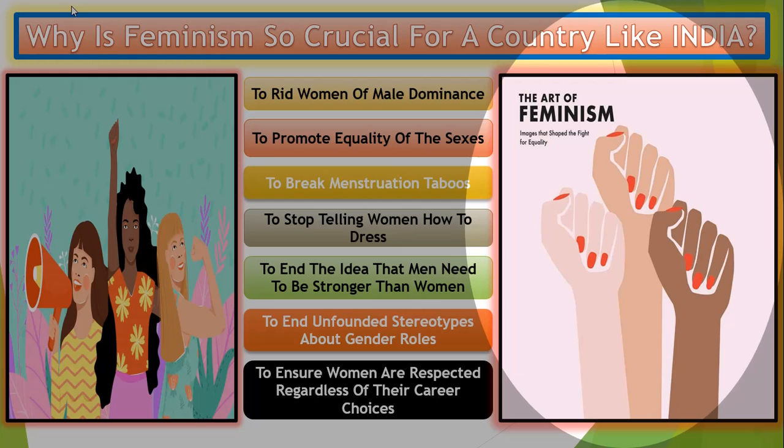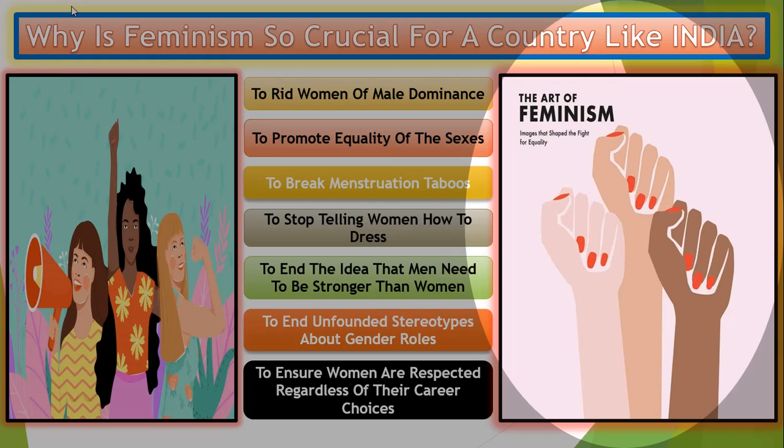Now move on to the last point, to ensure women are respected regardless of their career choices. India needs feminism because a woman is treated with disdain whether she is employed or not. A certain section of our society believes that it is an offense if a woman is well educated and working to support herself or her family financially.